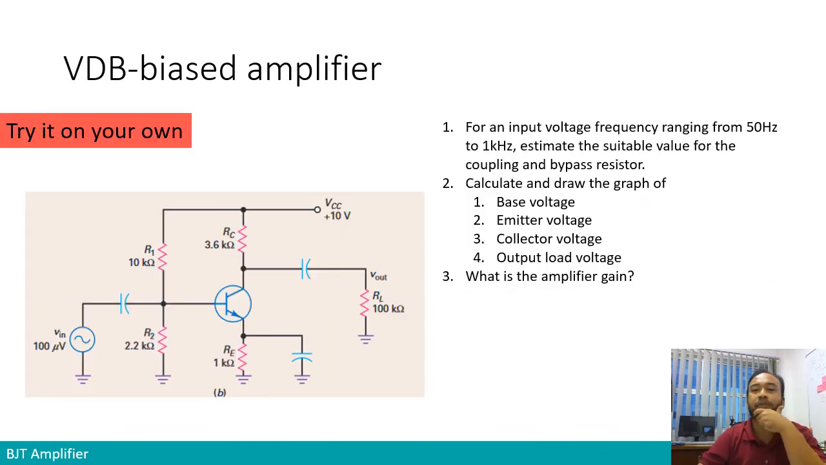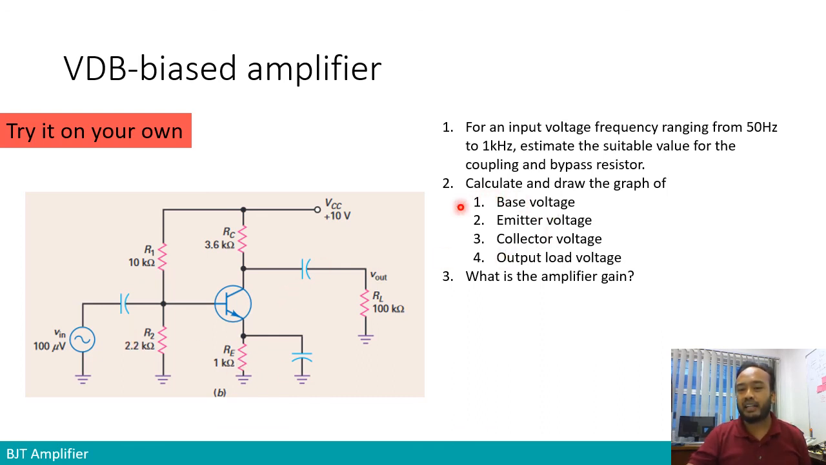So I would suggest that you redo the calculation. The result has been shown in the previous slide, so I would strongly suggest you redo the calculation and redraw the waveform. It is basically the same exercise as in the previous slide. The question asks you, first, considering an input voltage ranging from 50 hertz to 1 kilohertz, to estimate the suitable values for the coupling and bypassing capacitors. So what are the values suitable to be used?